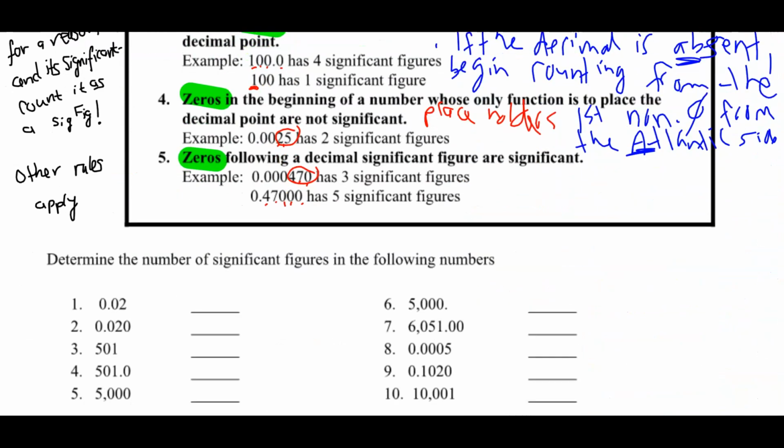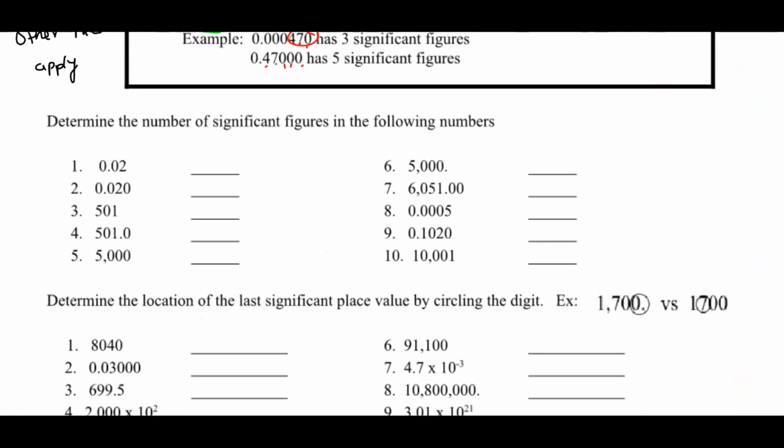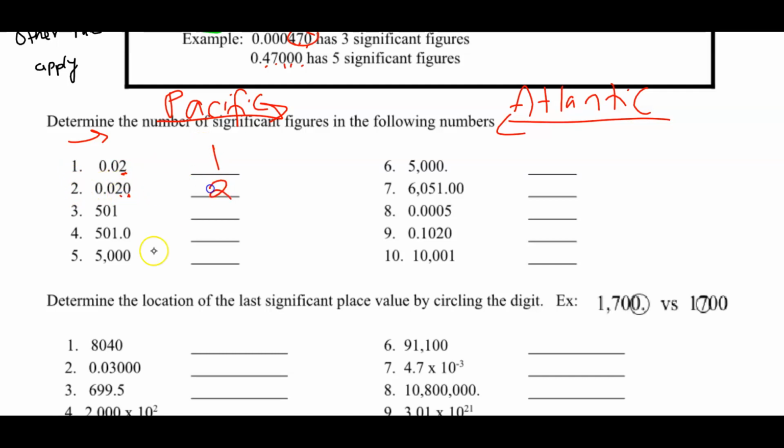Okay, so let's go through some problems. Determine the number of sig figs in the following numbers. So I'm going to do Pacific, Atlantic. So present decimal, count from the Pacific. First non-zero. No. 1 sig fig. Present Pacific, first non-zero, 2 sig figs. See how these numbers are different? They wrote that 0 for a reason. Okay, I'm going to try and do Atlantic in blue.